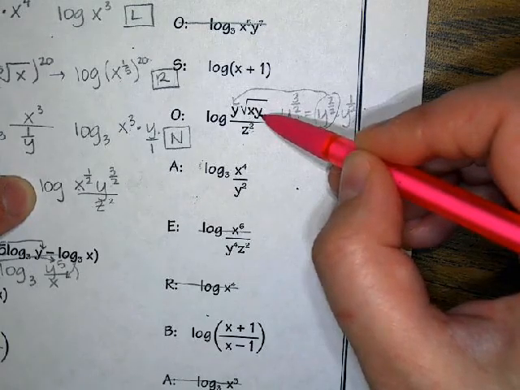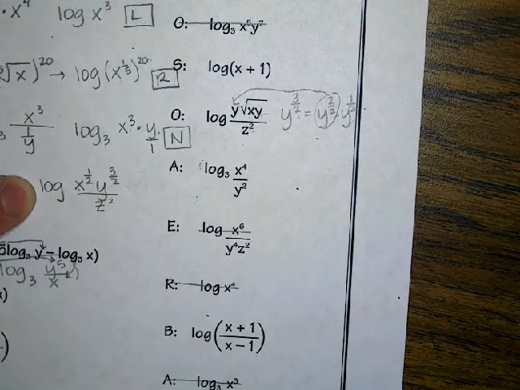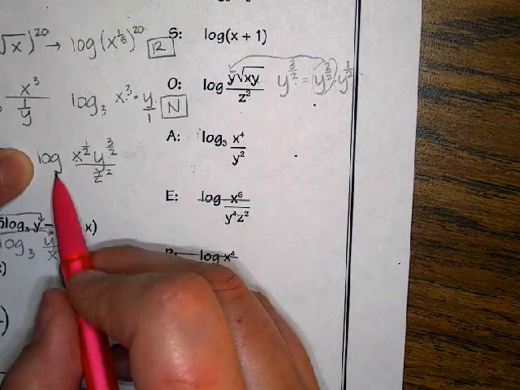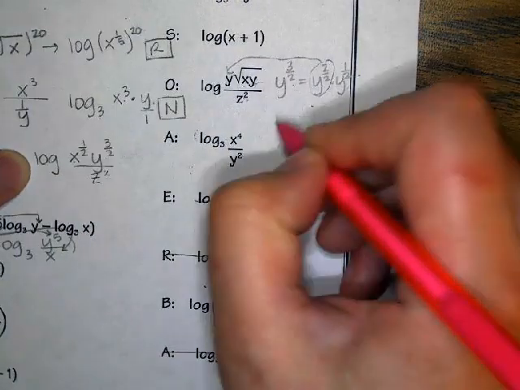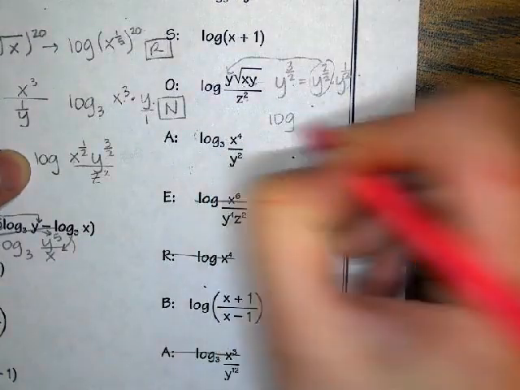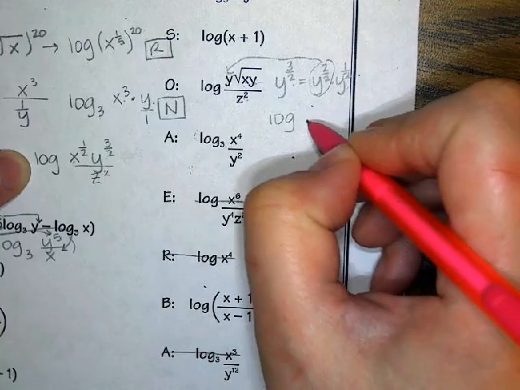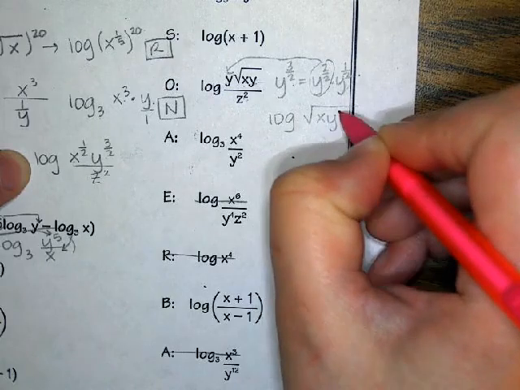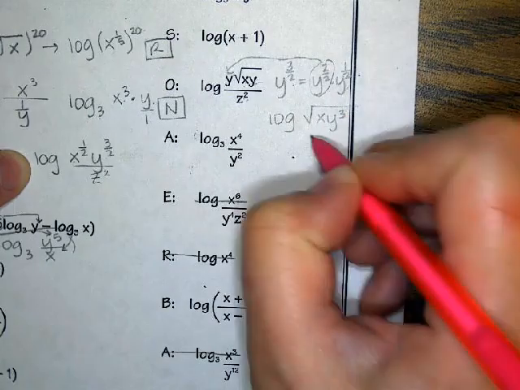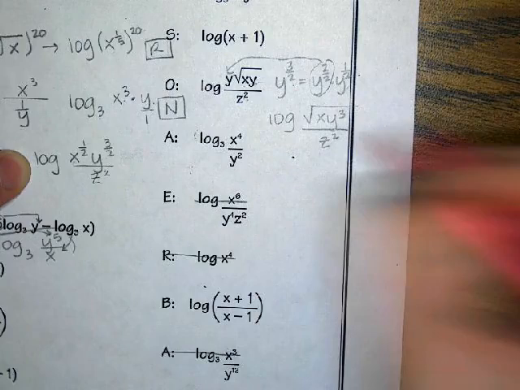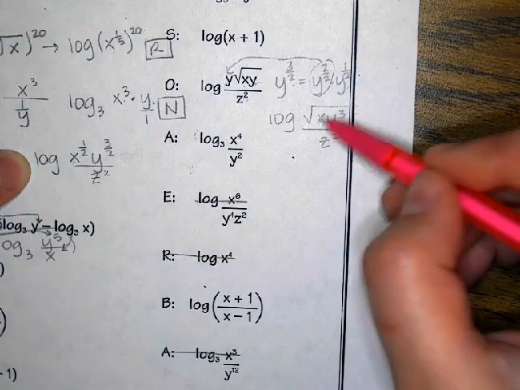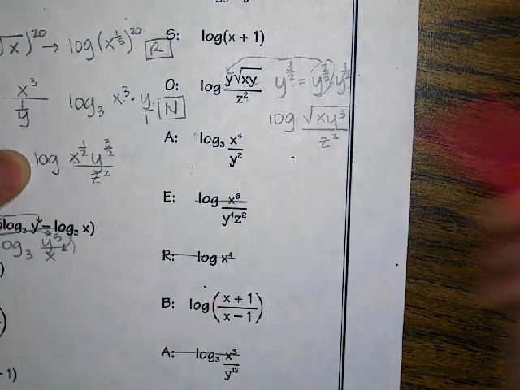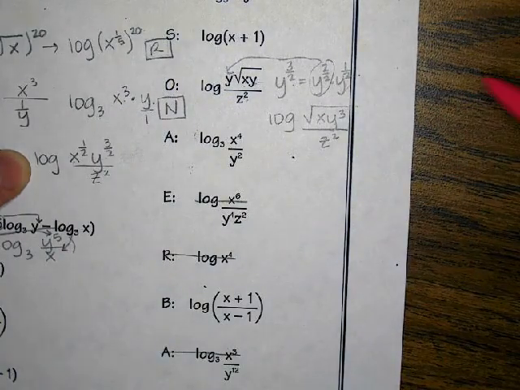An alternate way to write this is you could have written log, and you could have put a square root, and you could have put x, y to the 3rd over z squared. That would have been correct as well. X to the 1, y to the 3rd. And then the square root is the half part, the divide by 2 part. So that would have been accurate.